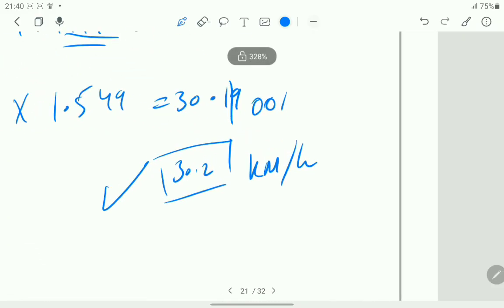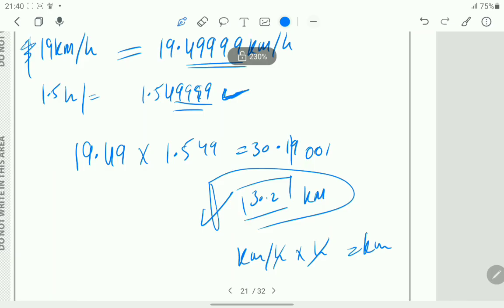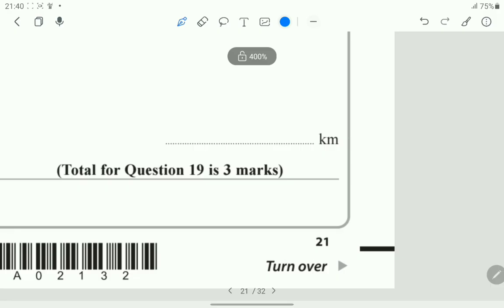No, this is not kilometers per hour. I misread the statement. This is actually kilometers, because kilometers per hour times hours cancels, and this gives us kilometers. So this is the maximum distance that it could have traveled if you consider the maximum speed and the maximum time that it could have taken. So the answer is 30.2.